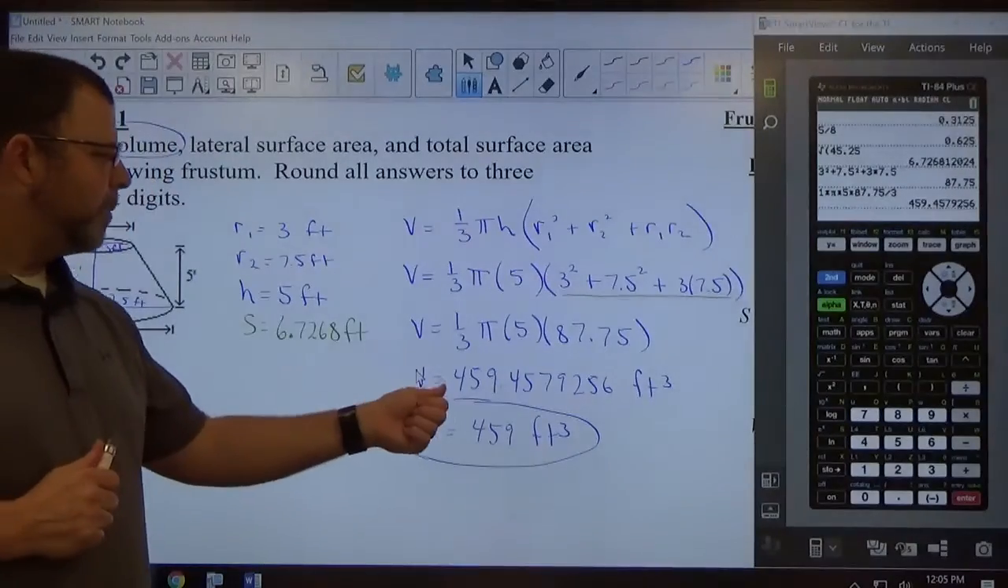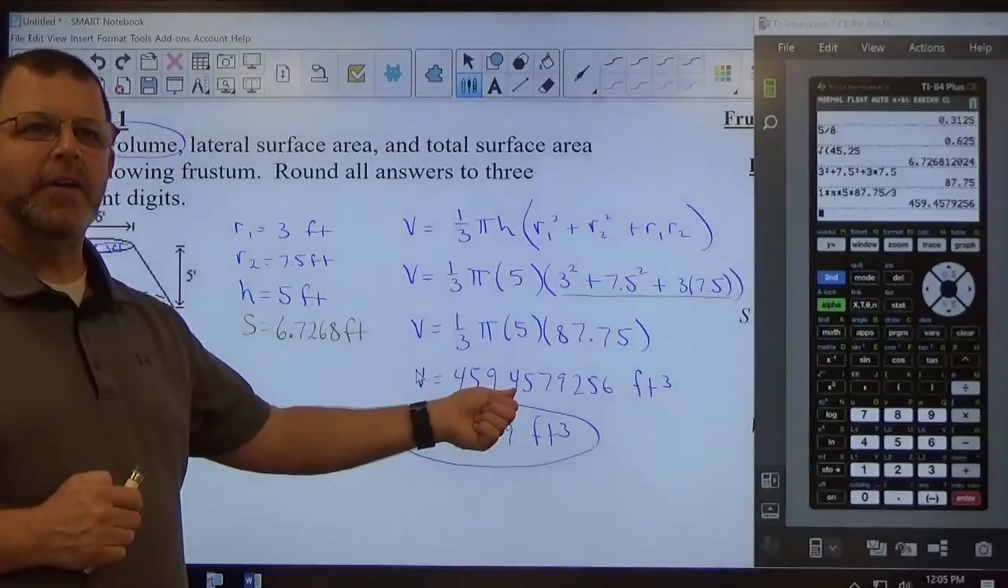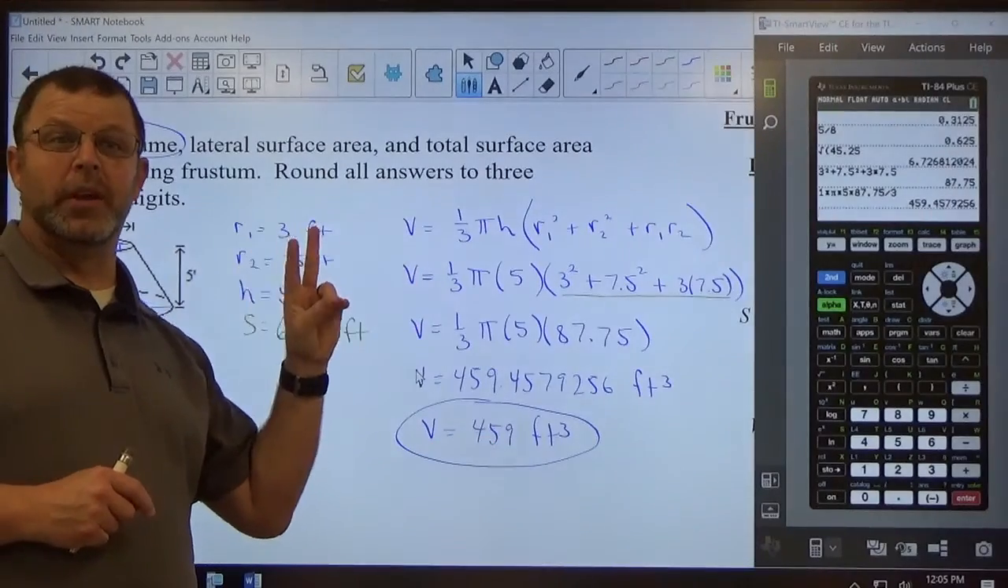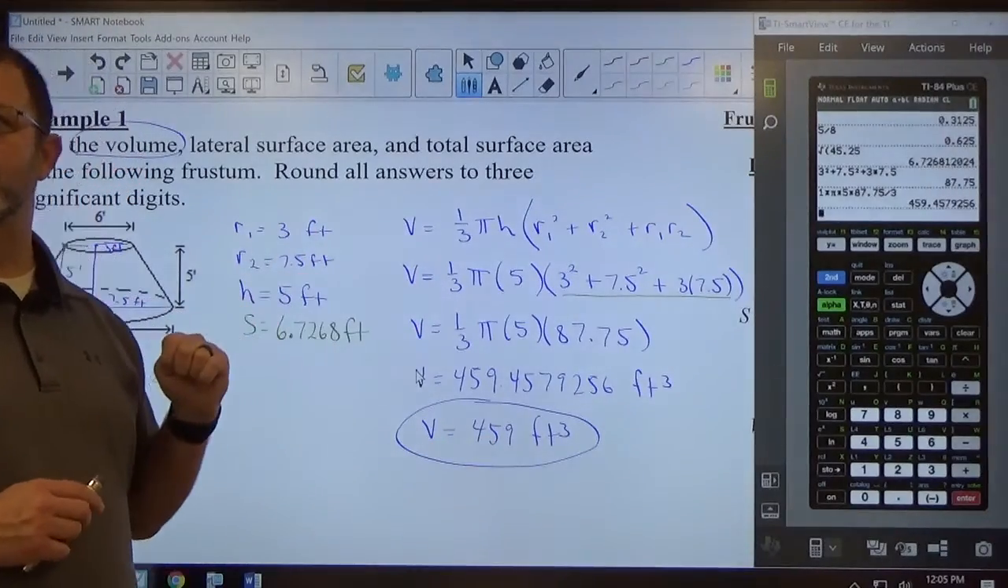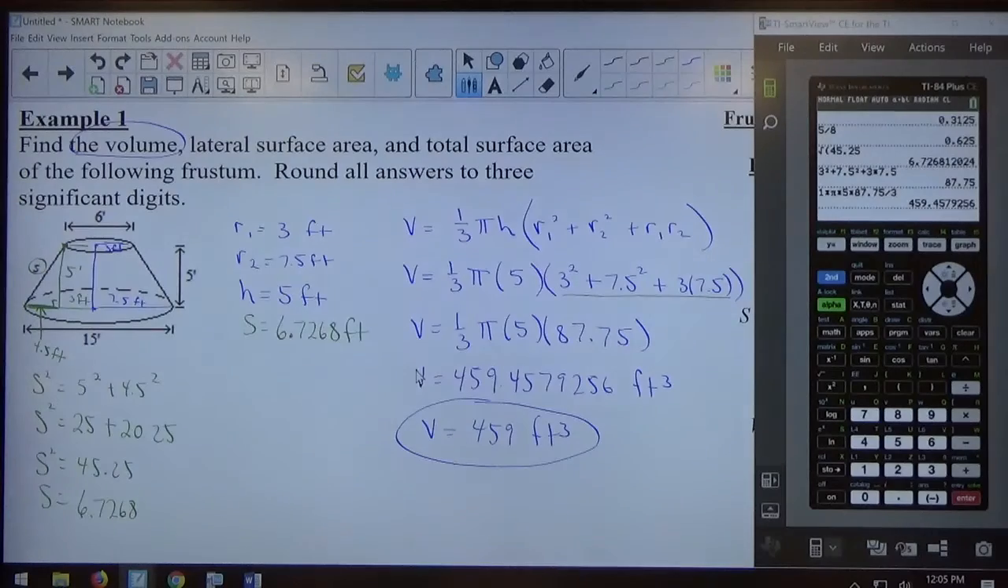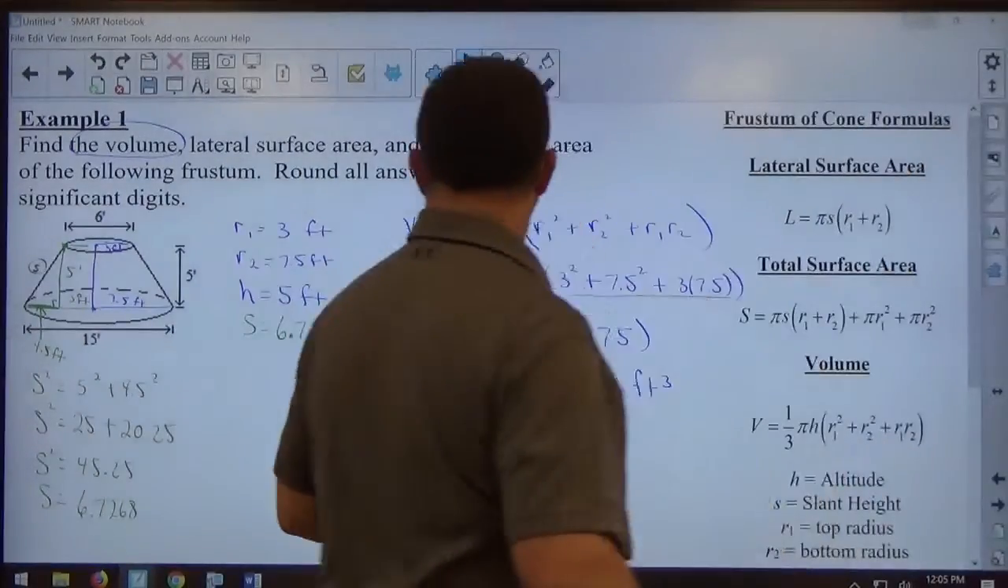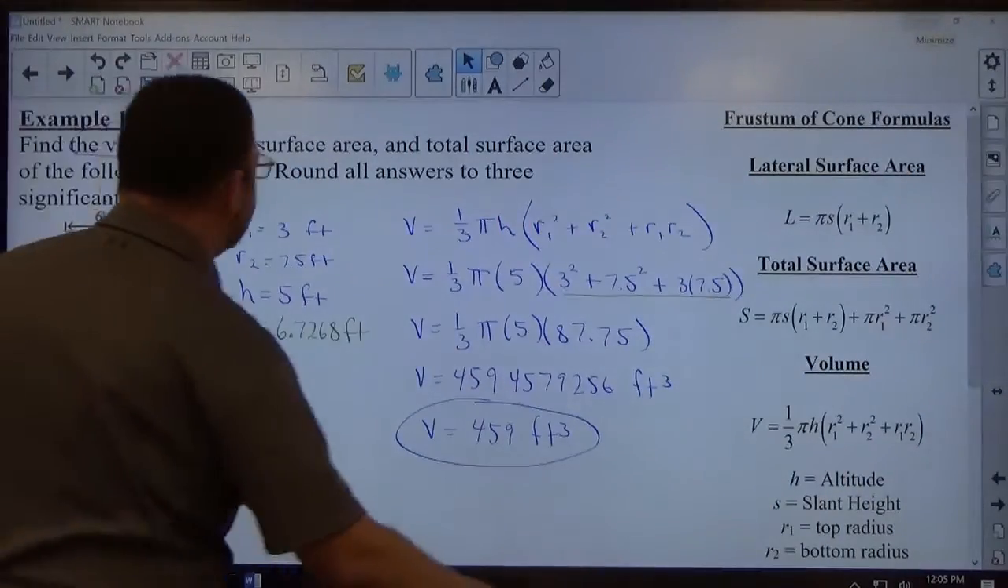Okay. If it happened to say 459.5, now all of a sudden it's 460, still 3 digits, but only 2 significant, and you'd have to put a bar over that 0 to make it the 3rd significant digit. All right, so 459 cubic feet is the volume. Move on to lateral surface area.